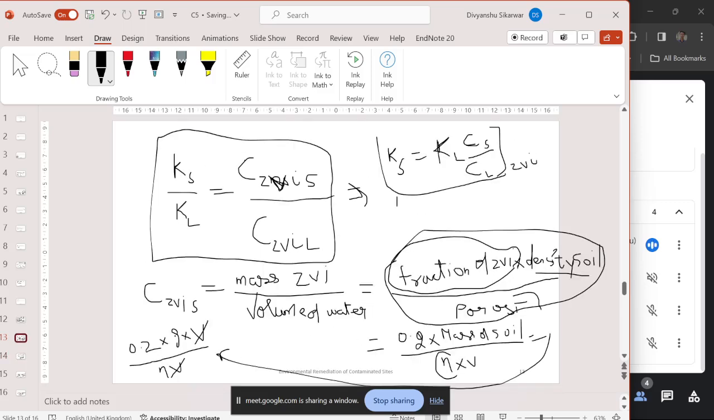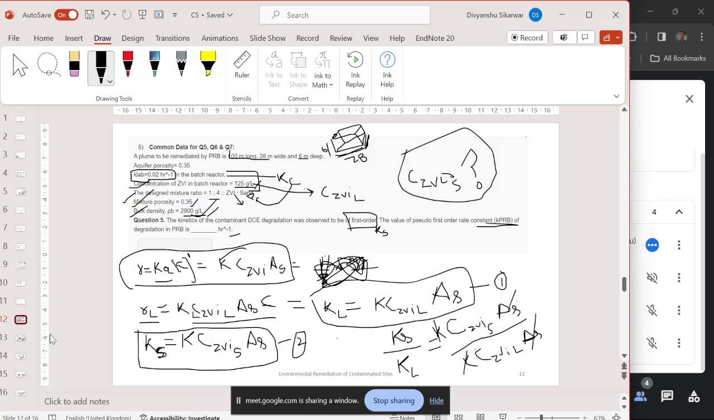If we know the bulk density and we also know the volume of the gas, we can calculate the mass of the total PRV. Out of that, we are given the fraction 1 is to 4, where 1 is ZVI and 4 is sand. So the fraction of ZVI is 1 by 5, which is 20%.